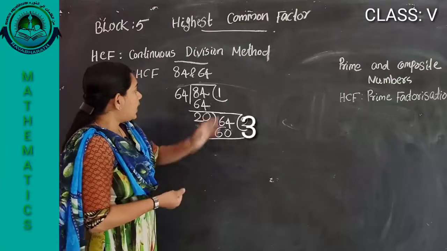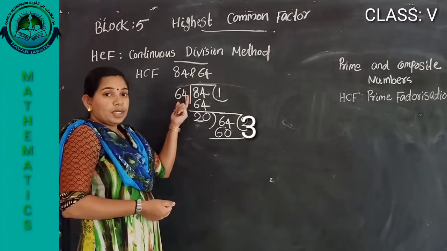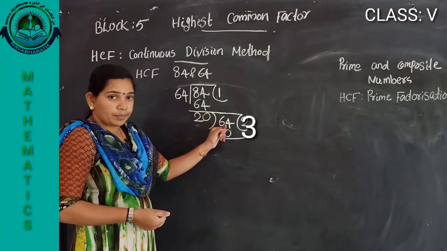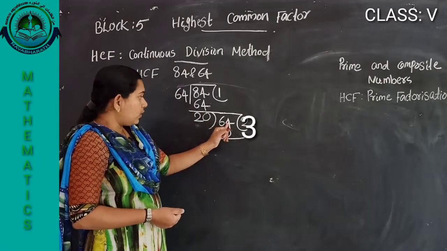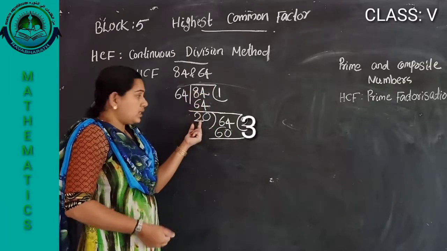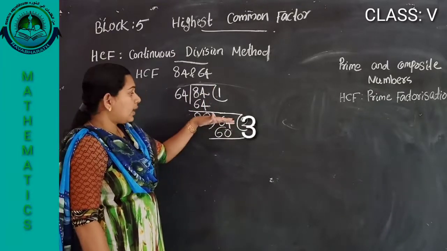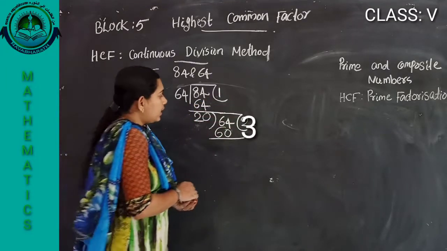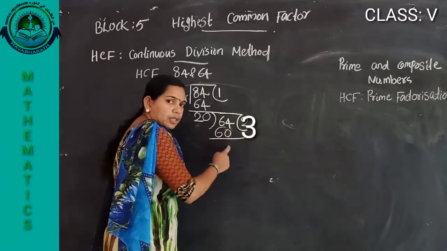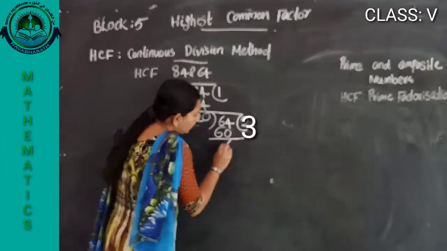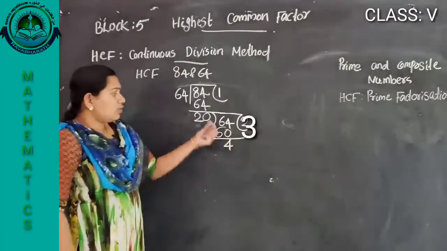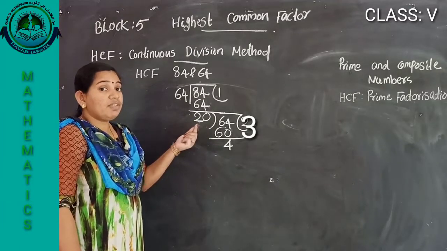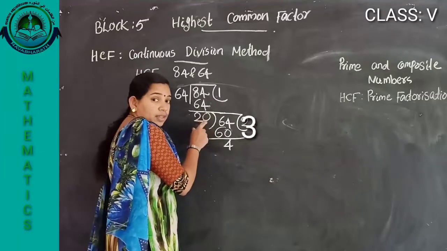Here first we divided 84 by 64. Then we take this 64 and divide it by this difference, 20. From here another division is there. So it is continuous division. Got it? Then after that what do we do? Same way, subtraction gives 4. Then the divisor is 20.